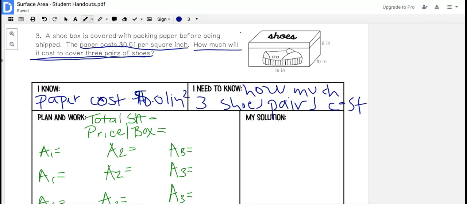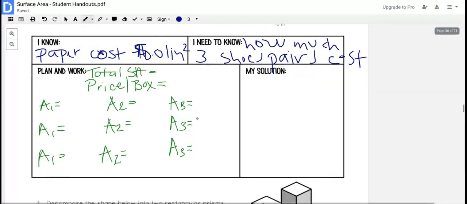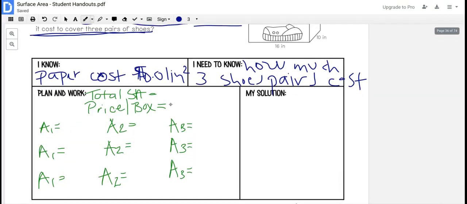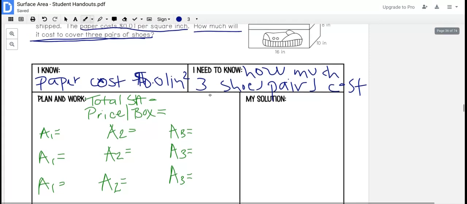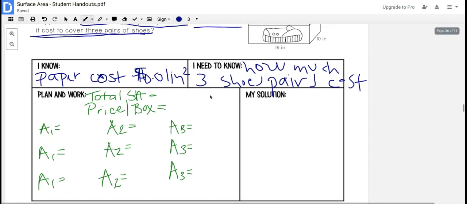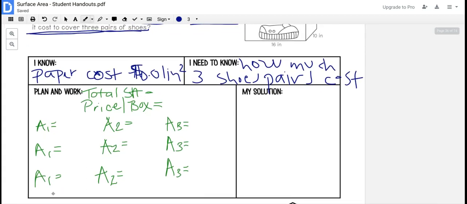So I've already set up down here how to solve that. So we're first going to calculate the total surface area, and then it'll also show us what the price is for each box. So let's make this a little smaller so we can see our shoebox. So just like before, we're splitting it up into our first area, our second area, and our third area.